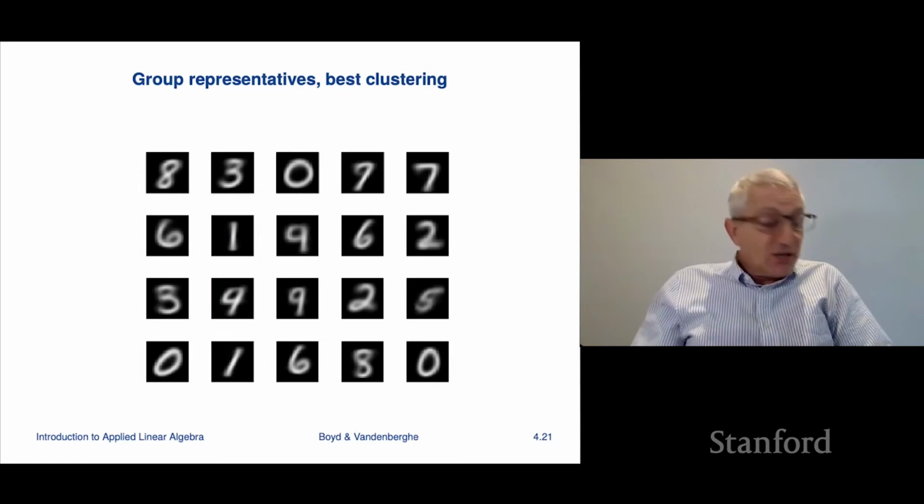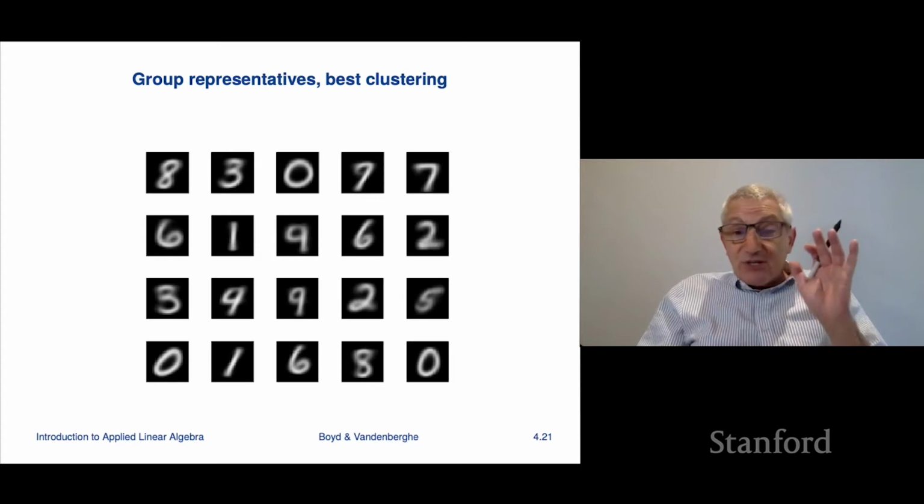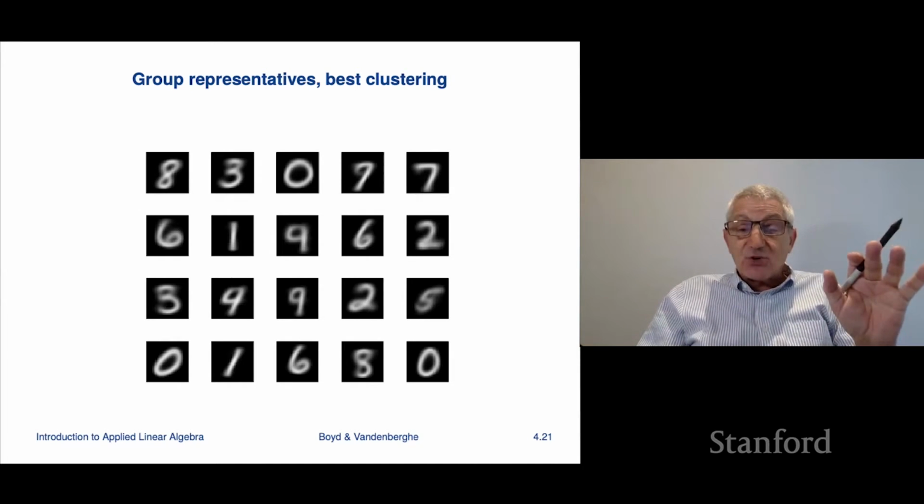Okay, so here are the representatives you find. Now remember, we certainly did not tell it for each digit what the digit was.